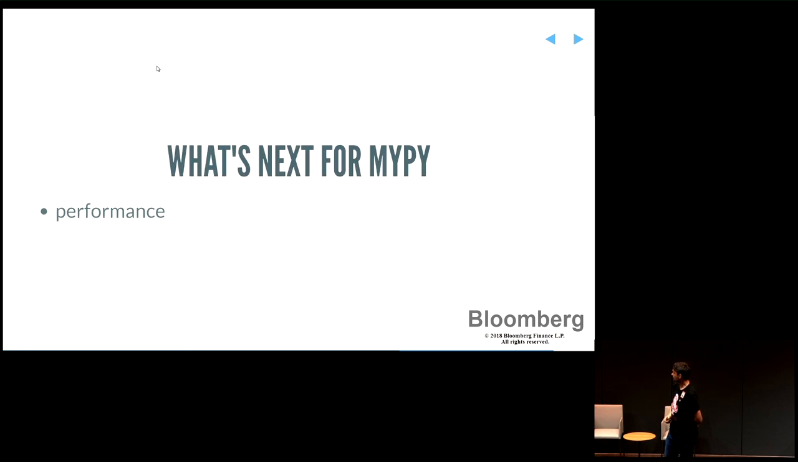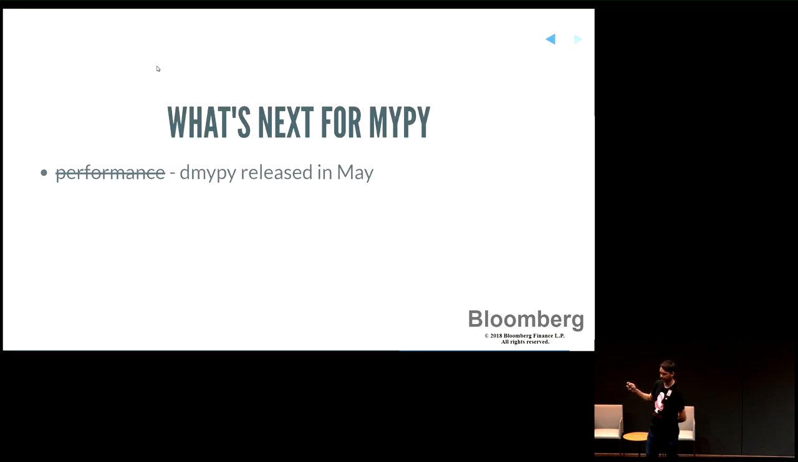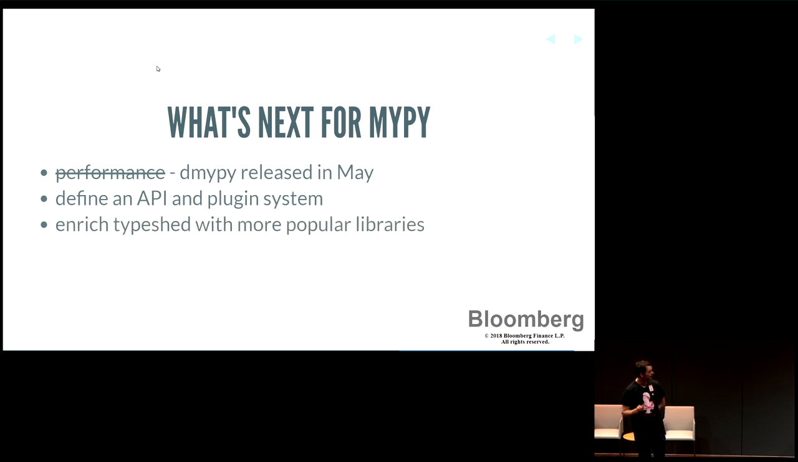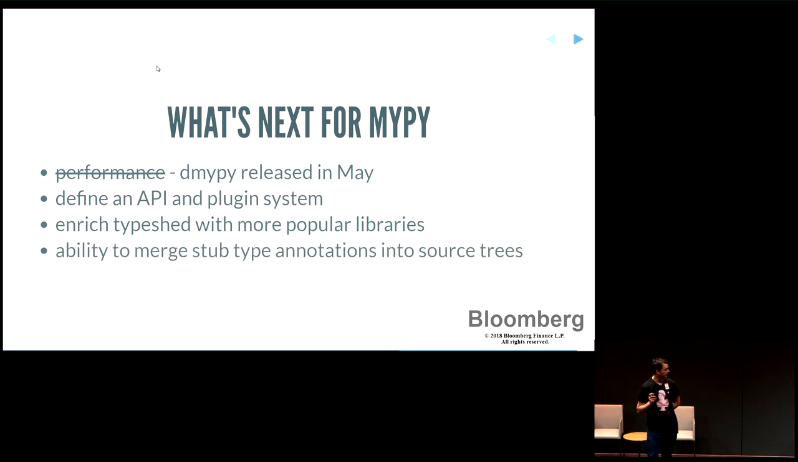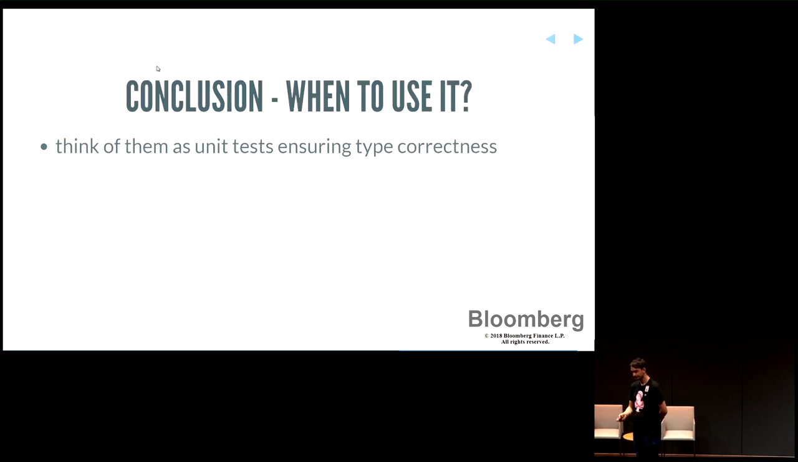OK, so what's next for MyPy, which is one of the most popular linters? The major thing is performance. Oh wait, that has already been done. A daemon has been introduced, which means you can now run your type checking even faster. It will define an API and plugin system, so people can extend it. It will enrich type information for even more popular libraries, so we have even better type hints. And it will offer the option to merge stubs and type source trees.